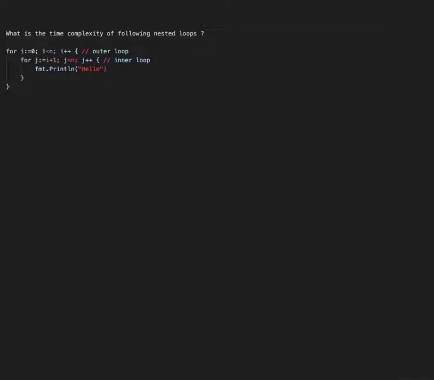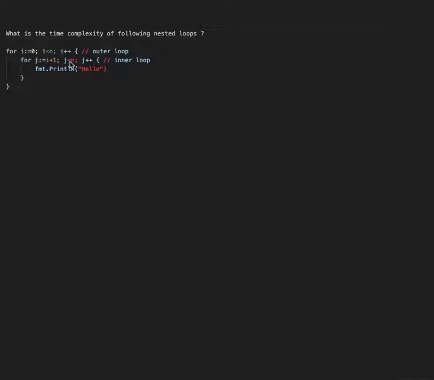Let's find the time complexity of the following nested loops. Here, we have two loops. The outer loop index starts with 0 and ends when i is equal to n minus 1. The inner loop index starts with i plus 1 and ends when j is equal to n minus 1.